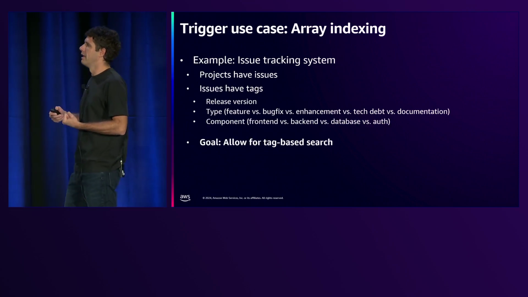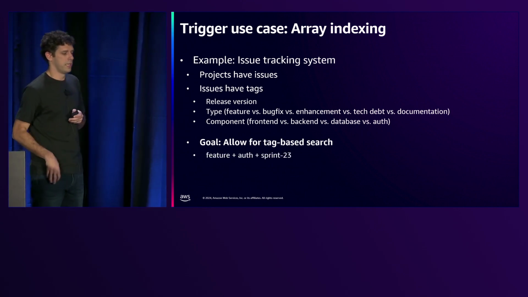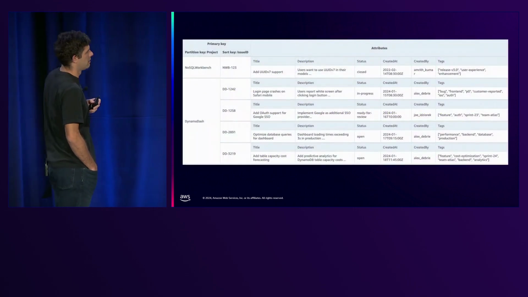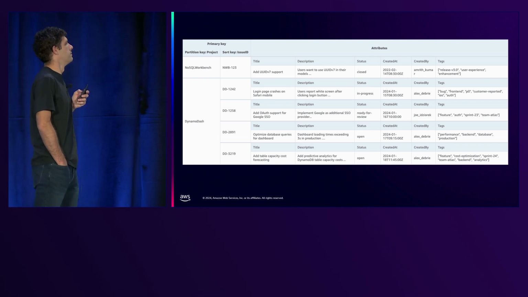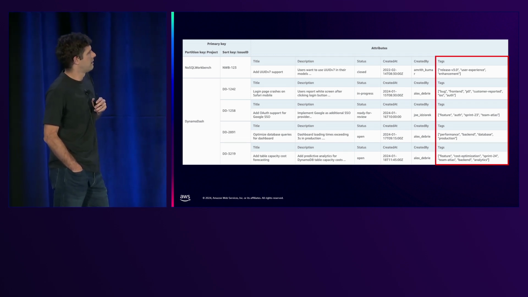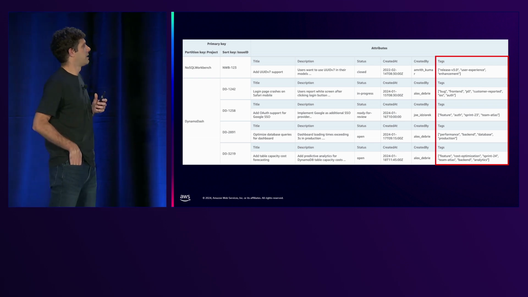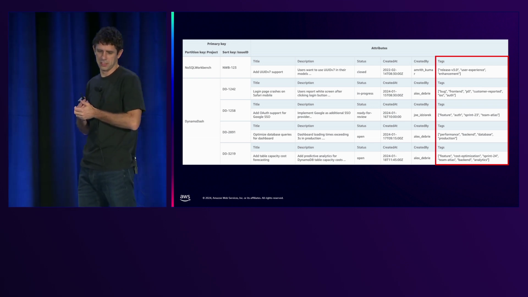And what we want to allow here is tag-based search, right? So I want to be able to say, hey, give me all the issues for feature plus auth plus sprint 23, right? And how am I going to be able to do that? Maybe I have some data in my application that looks like this. You can see over on the right there, we have this tags attribute that has an array of tags for these particular items.